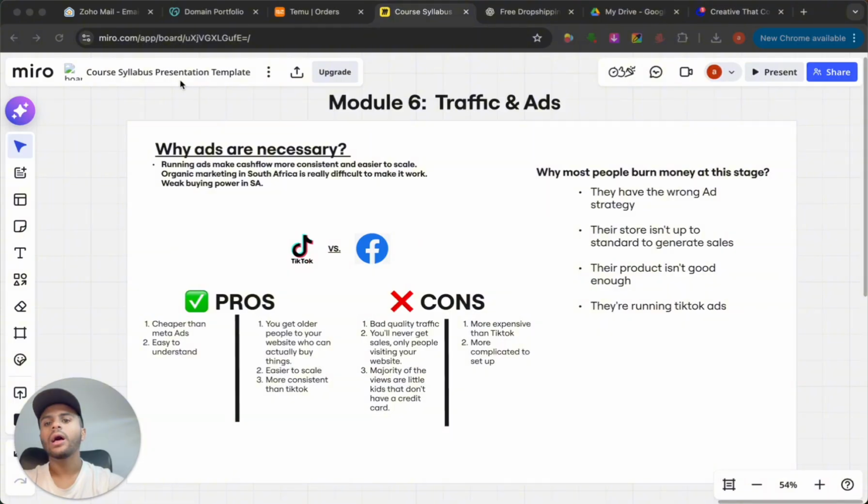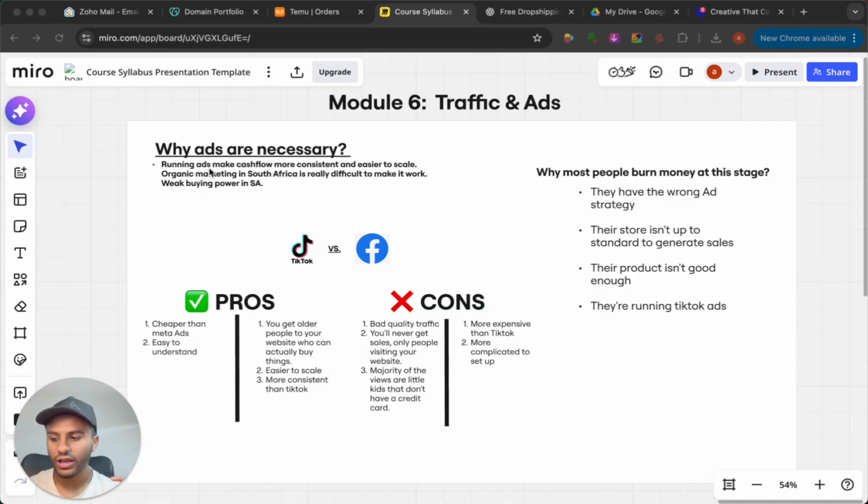So why are ads necessary? Let's run it down. Running ads makes cash flow more consistent because you can pay Facebook to show your product to people. You don't have to try to go viral, or build up the skill of being good at making content that feels native to the platform. Obviously if you have that skill, your ads become cheaper, but I'm saying that is a completely different skill compared to running ads. So yeah, running ads makes your cash flow so much more consistent. I'm telling you now, listen to me, run ads.